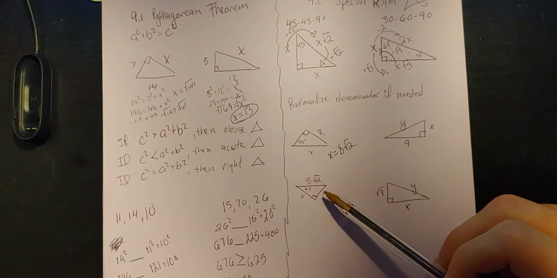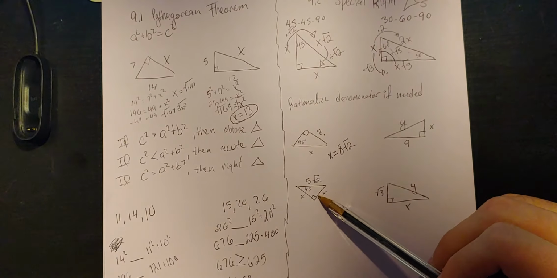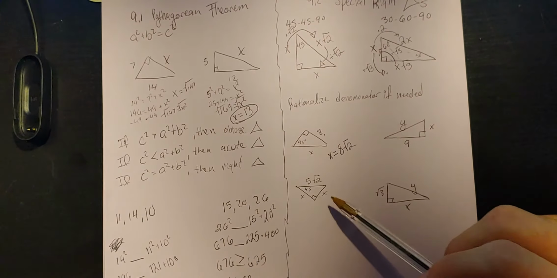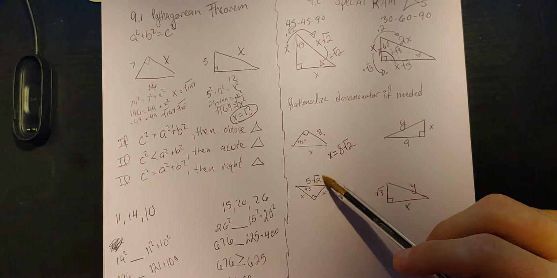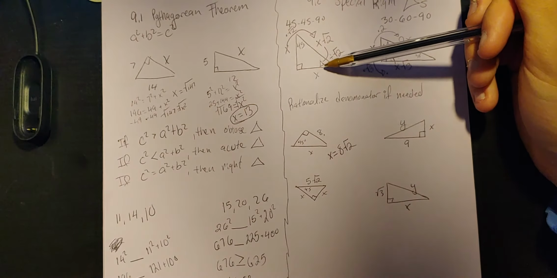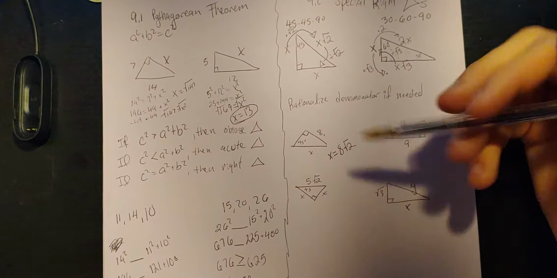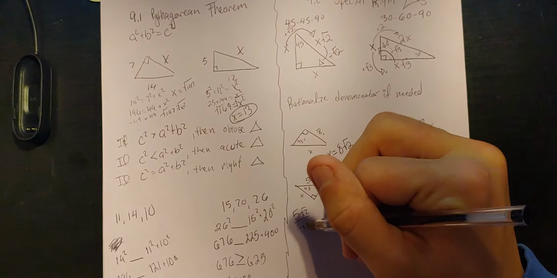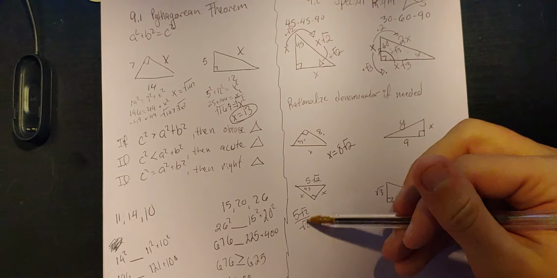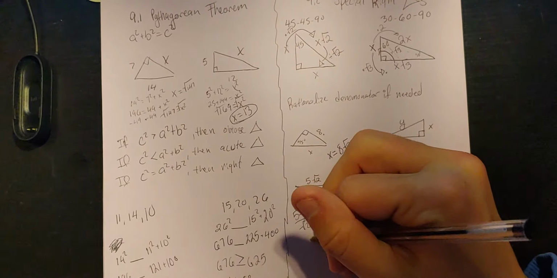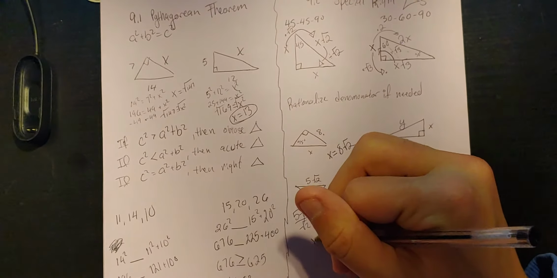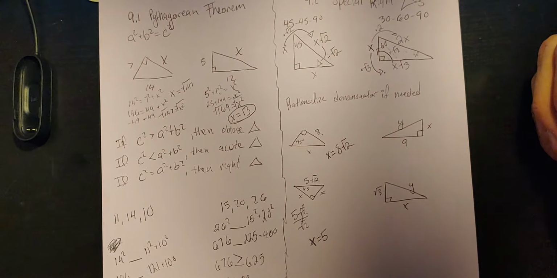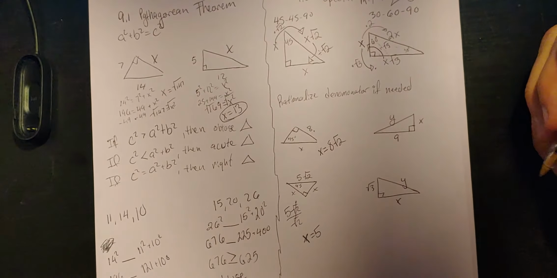For the second example, we have 5 root 2 as our hypotenuse. So when we're going from our hypotenuse to our leg, like in the top, we're just going to divide by the square root of 2. So 5 root 2 over square root of 2. The root 2's are going to cancel each other out. So then you get x equals 5. Those ones are pretty easy.